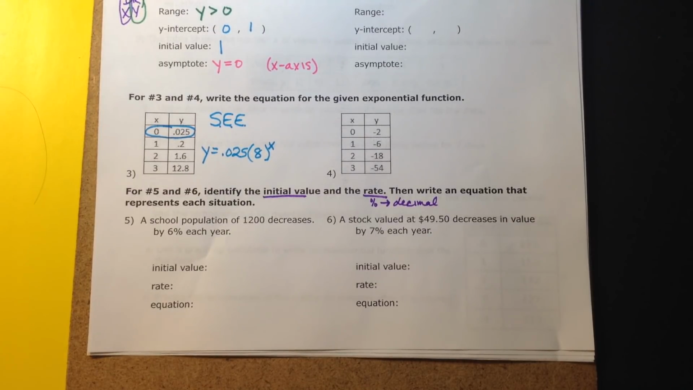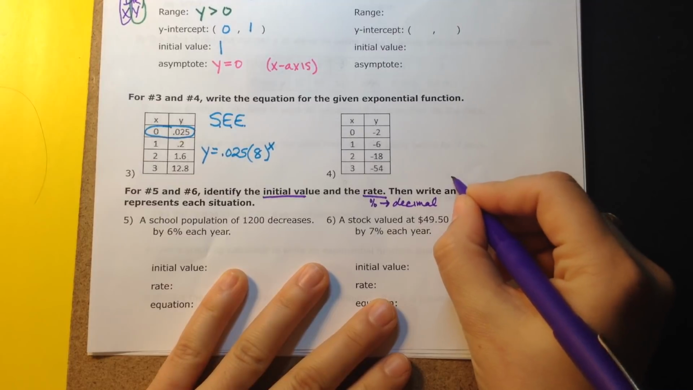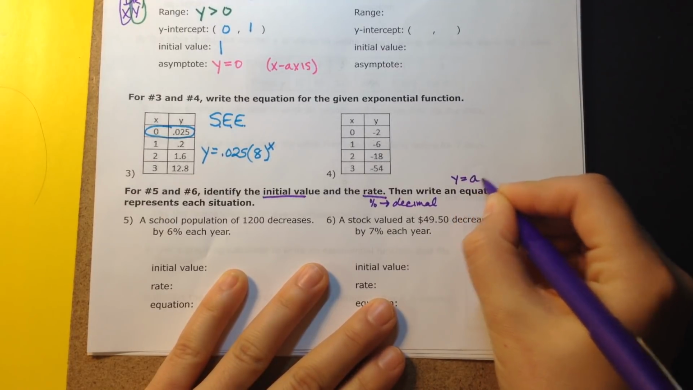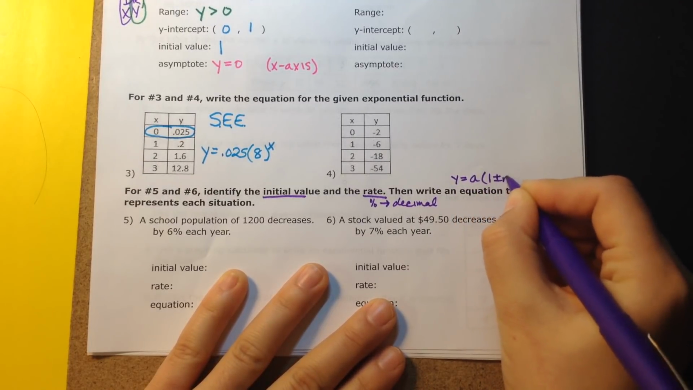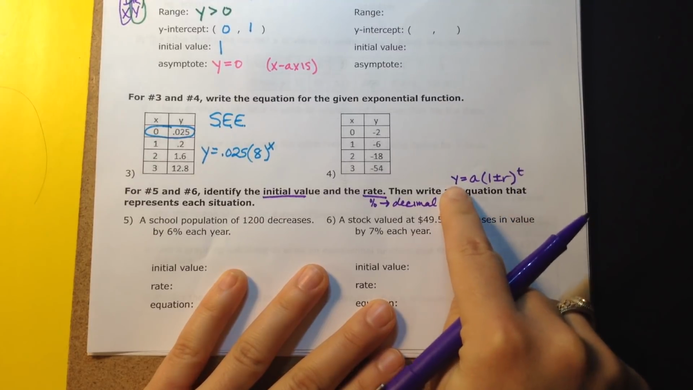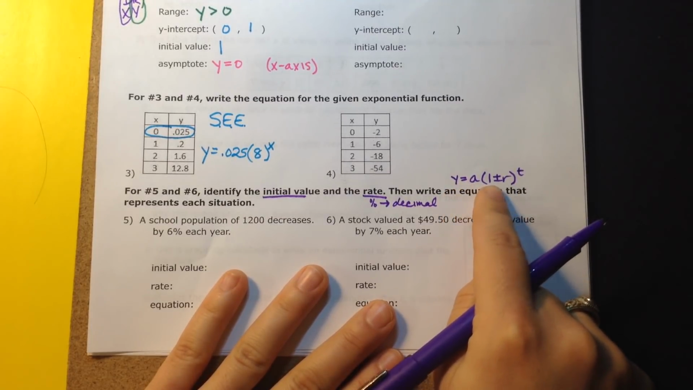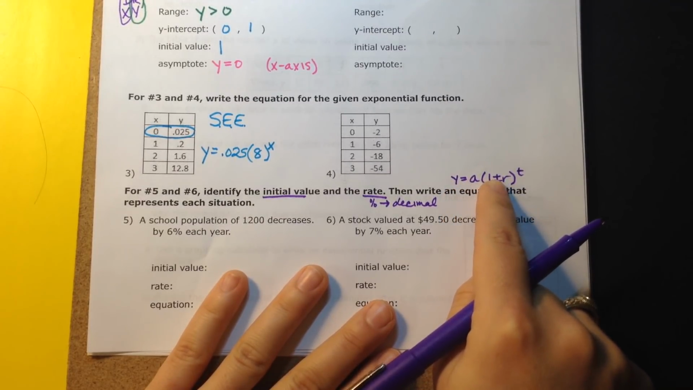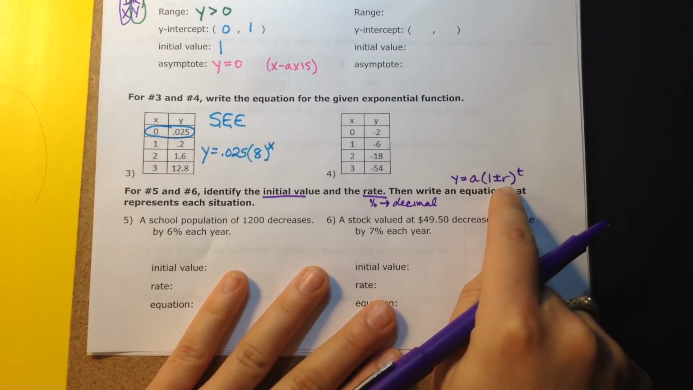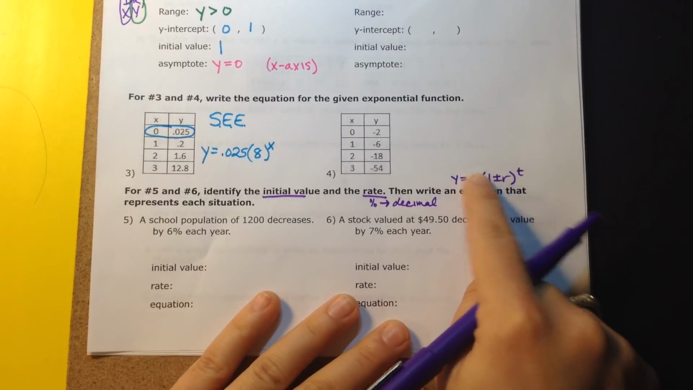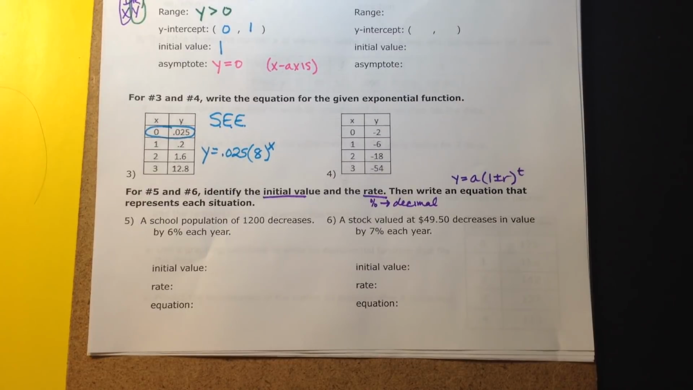So we need to make sure we're using the decimal version of that percent. Knowing additionally that it's a percentage question, we know that this is going to either be growth or decay. Growth and decay follow this formula, where you have an initial value, a 1 plus for growth, minus for decay, and then that rate as a decimal, in parentheses, raised to the t power.